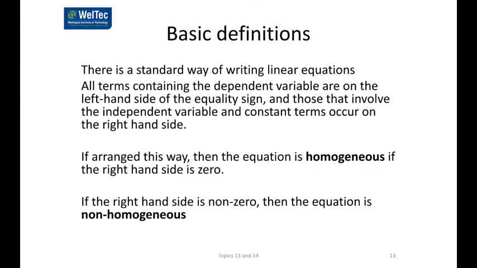Now we start to get really picky. If we're going to write a linear equation, then all the terms containing the dependent variable are on the left-hand side of the equal sign, and those that involve the independent variable have got to be on the right-hand side, and the constant terms are on the right-hand side. And if we arrange it this way, then we talk about the equation being homogeneous if the right-hand side is 0. And would you believe, if the right-hand side is non-zero, then the equation is said to be non-homogeneous.